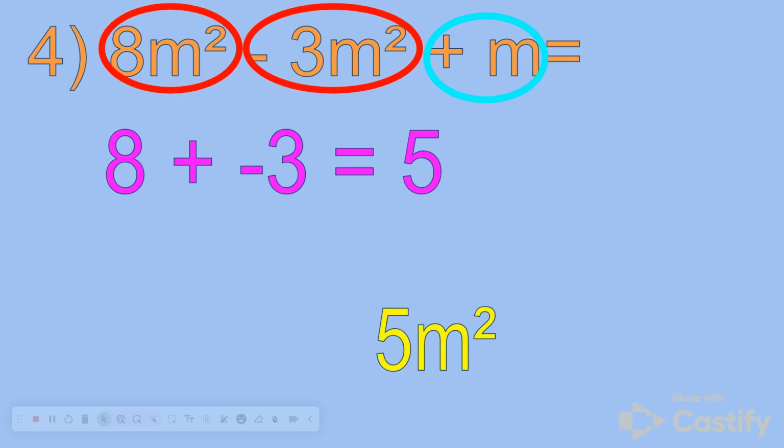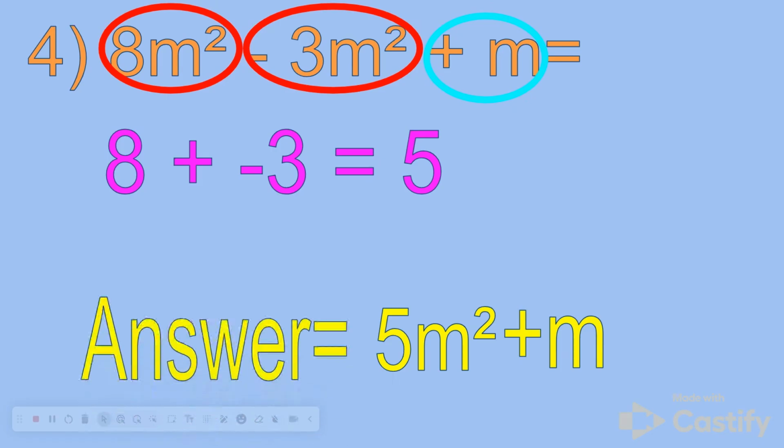And then we have this plus m, which cannot combine with m squared. M squareds and m's are different. So all we can do with this is tack it on to the end. And since I can't combine those, that becomes my final simplified expression. 8m squared minus 3m squared plus m just becomes 5m squared plus m.